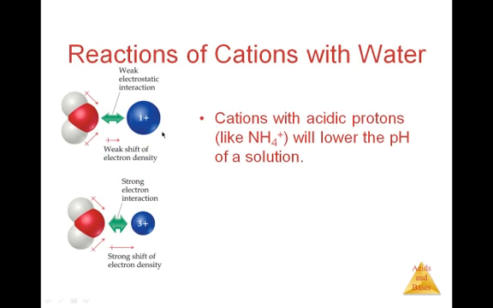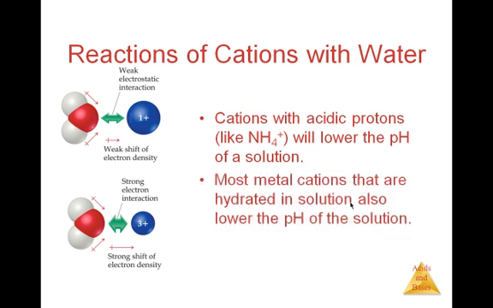Here's a cation with water, where you have a positive ion bumping into water. Cations with acidic protons, like NH4+, will lower the pH of a solution. So it's important to understand how pH is affected by adding different types of salts to it. Okay? Most metal cations that are hydrated in solution also lower the pH of the solution.